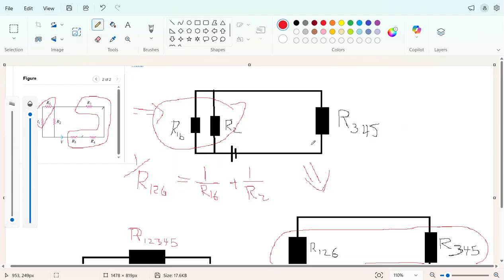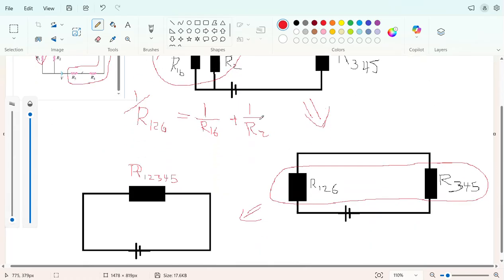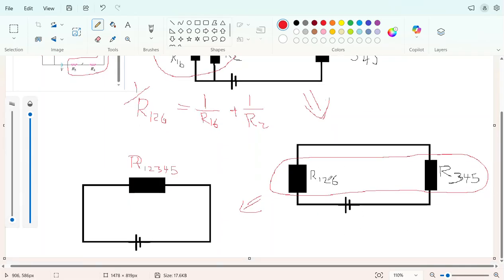Looking at this new simplified circuit, I recognize a simple parallel. So I'm going to combine those by adding the inverses. The inverse of the equivalent resistance is the sum of the inverses of the two resistances. That gives me R126, and I redraw the circuit. When I redraw the circuit, I recognize two simple series. I'm just going to add those two values together, R1,2,3,4,5,6.